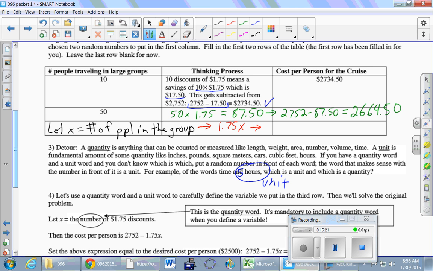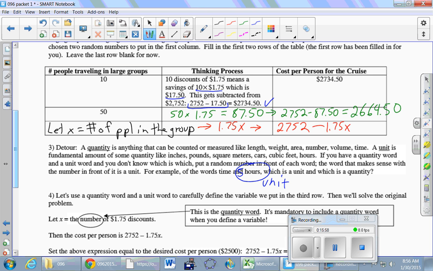And let's see, so when we calculated that in the previous row, it was just $87.50, and we subtracted that from the $2752, right? Which of those numbers belongs in the general form we're creating? Is it 2752, right? That's always the starting point. And then it's always subtract the discount. But the discount here has an x now. What is it? It's 1.75x. And that right there is an expression. It's not an equation. It doesn't have an equals in it. It's an expression that represents the cost per person.